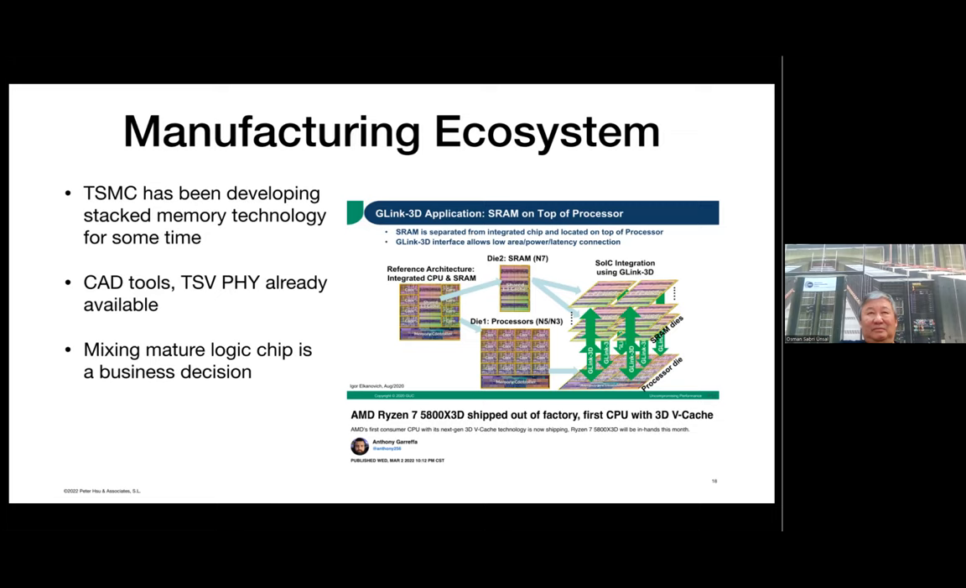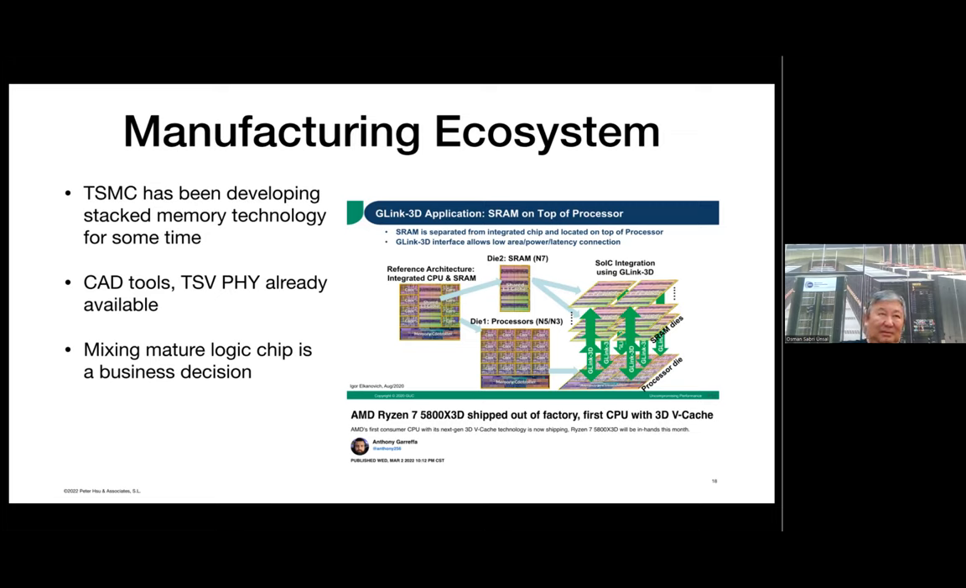The manufacturing ecosystem for this stack of RAM is quite, I wouldn't say mature, but it is available. TSMC has been developing stacked memory technology for quite a long time. And the first sort of high profile shipping product is this AMD thing, which came out a couple months ago with a stack. This is what AMD is calling the 3D V-cache, which is basically a big pile of SRAM on top of the AMD processor chiplet. But TSMC offers this technology to everybody.